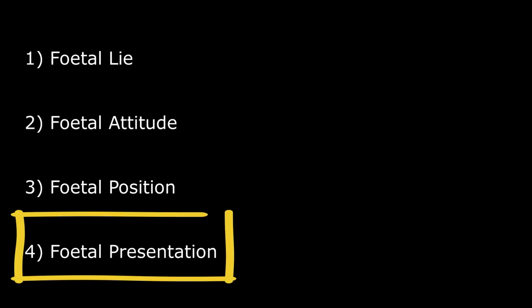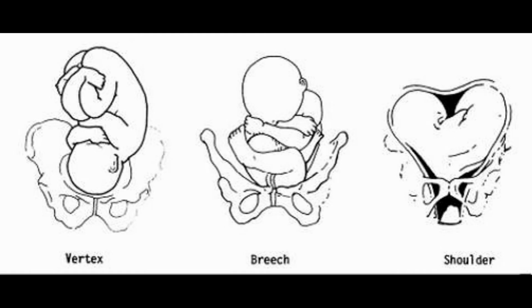Fetal presentation is the part of the fetus which occupies the pelvic brim. You have 3 types. You have the cephalic, which is another name for vertex. You have podalic or breech, and you have shoulder. Compound presentation is when more than one part presents, which could be the head and a hand.